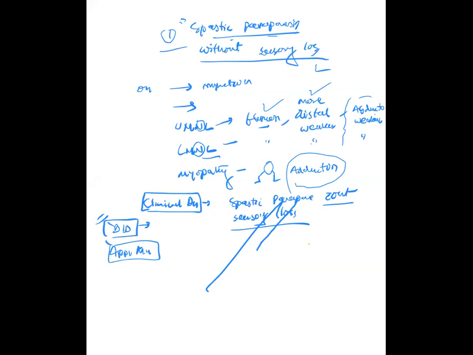So what is your clinical diagnosis? Spastic paraparesis without any sensory loss. Then I will ask the differential diagnosis or the cause. Here they will ask the cause. So if you see the spastic paraparesis, then the examiner will say the cause.